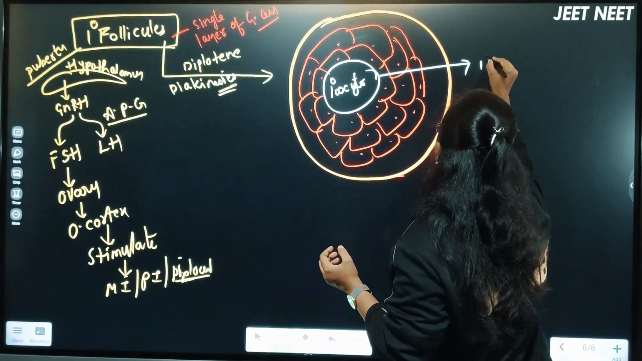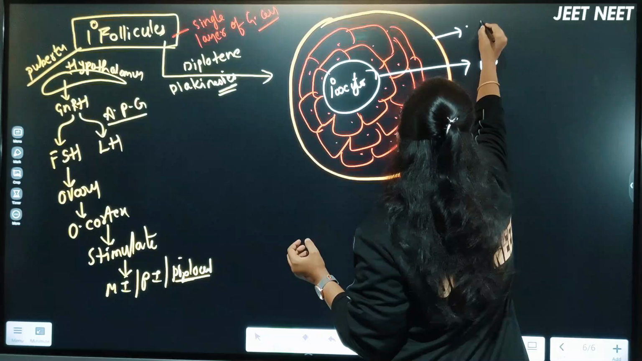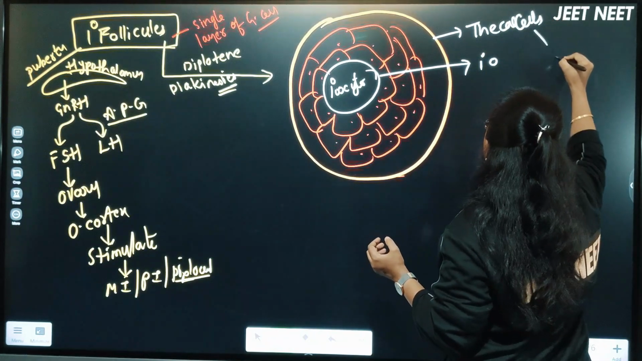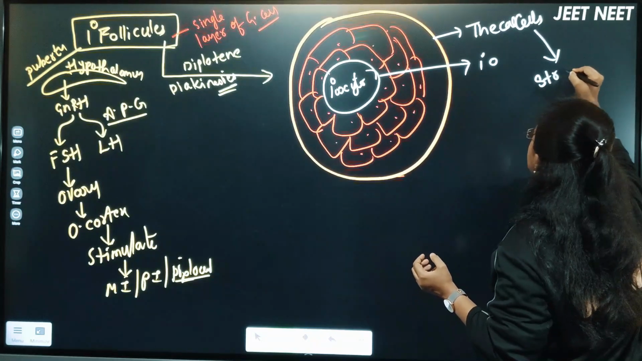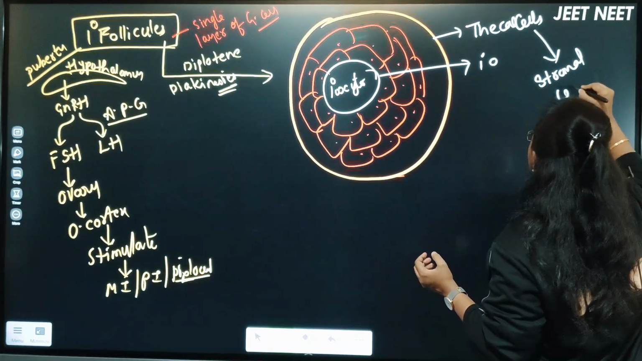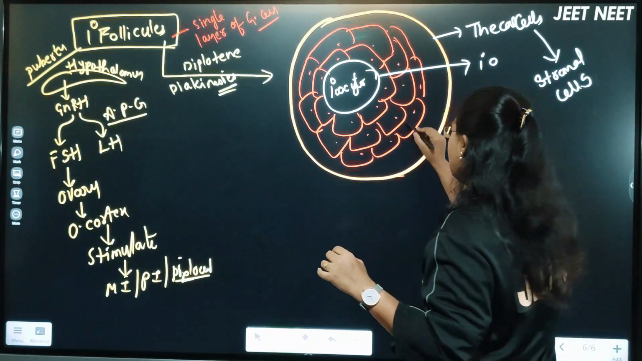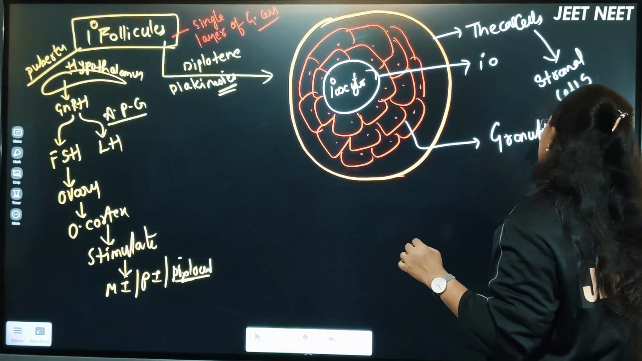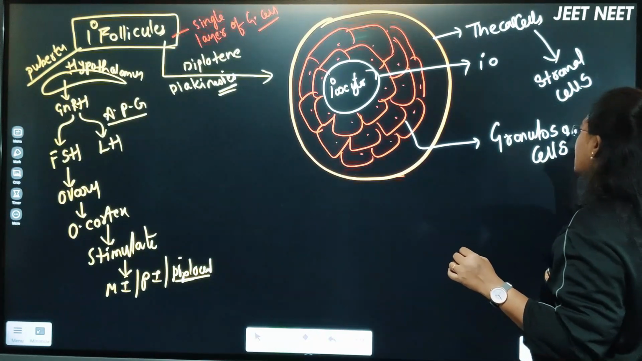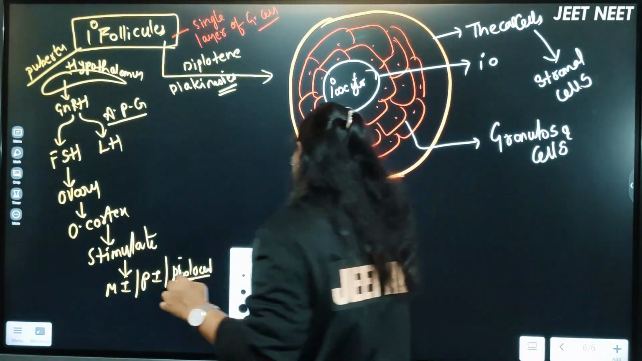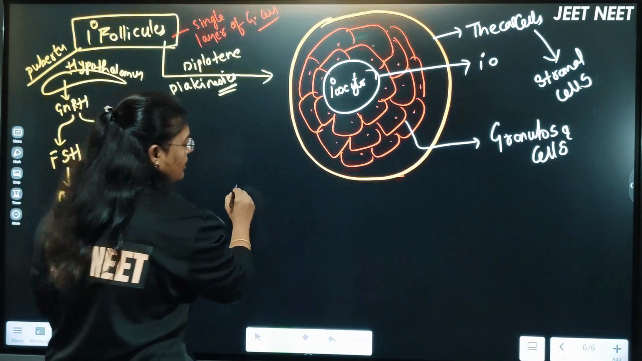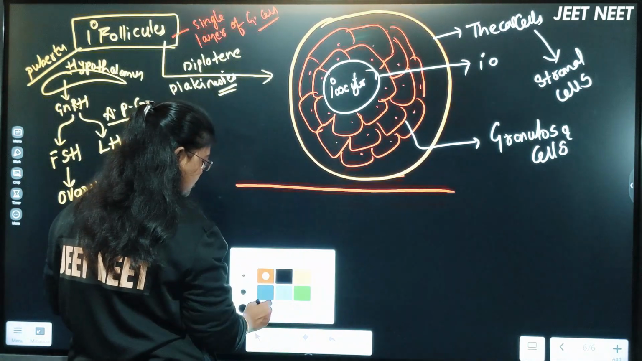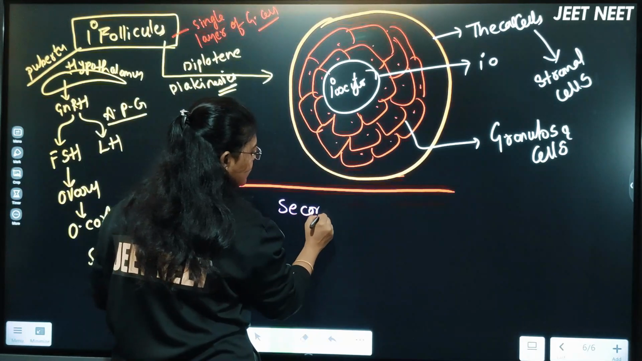This is a primary oocyte. These are which cells? Theca cells. These theca cells are formed from the stromal cells. Theca cells are formed from which cells? Stromal cells. And these are granulosa cells. This structure, we can call it the secondary follicle.